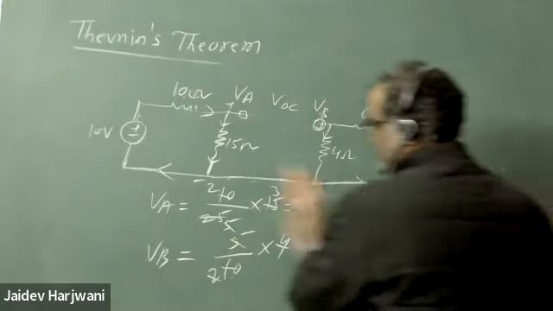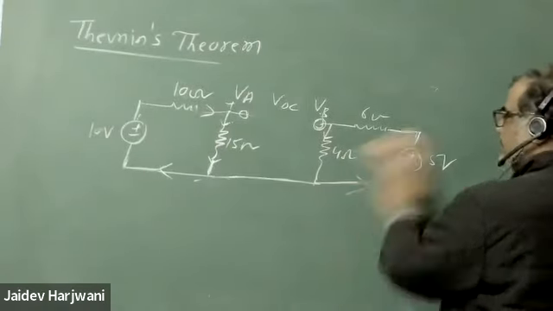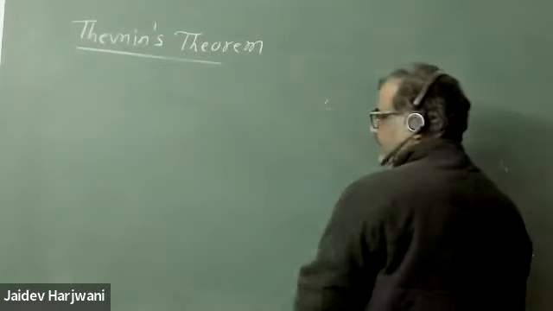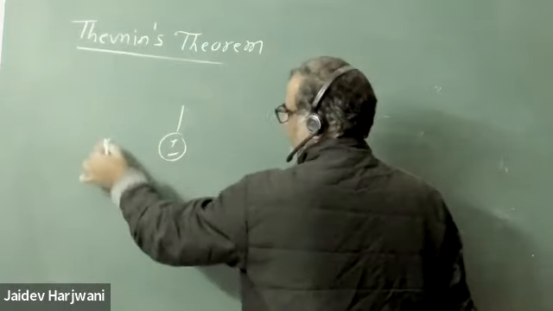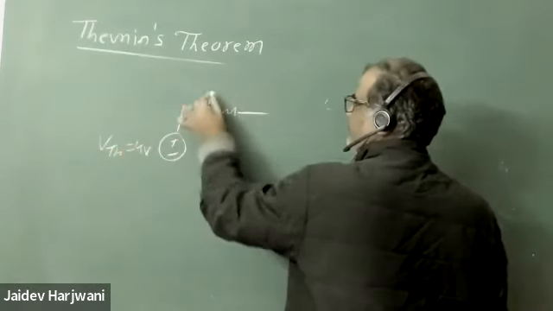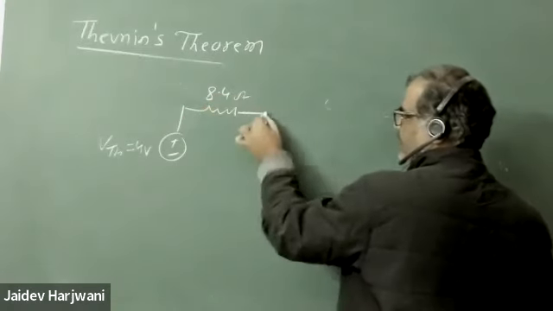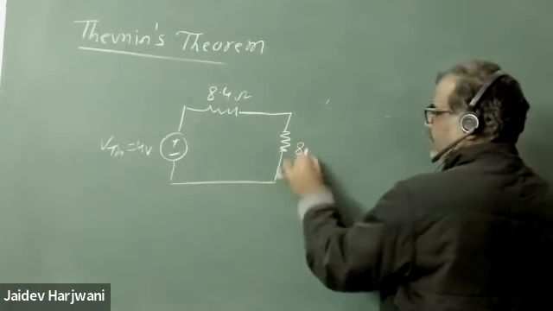So this is your 4. So now I can redraw an equivalent circuit. I can find the current in 8 ohm. So if I draw V Thevenin, V Thevenin is 4 volt. R Thevenin was 8.4 ohm. Okay, and your resistance was initially 8 ohm.